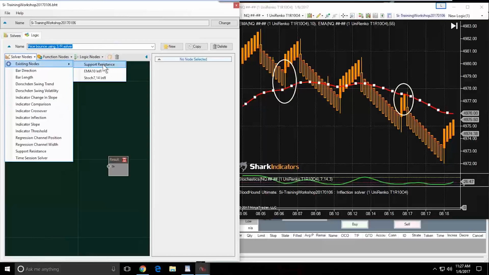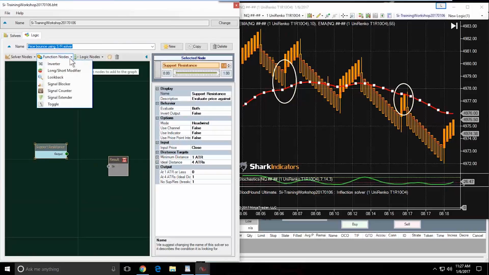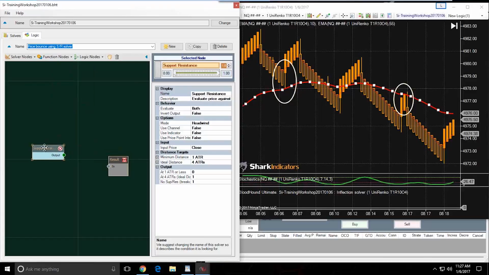But I'm going to use the support resistance solver on purpose, just to make it a little more complicated, and to demonstrate some more complex logic capabilities. We're also going to end up using a function node in here as well. One of these function nodes is going to compensate for this support resistance solver.